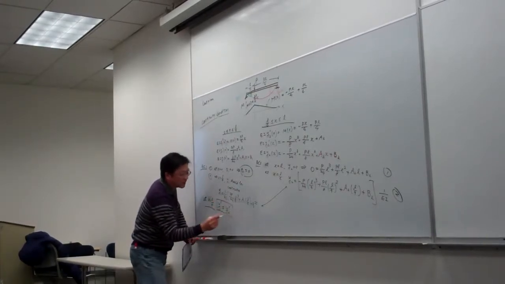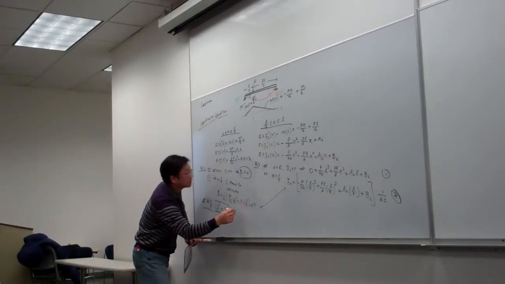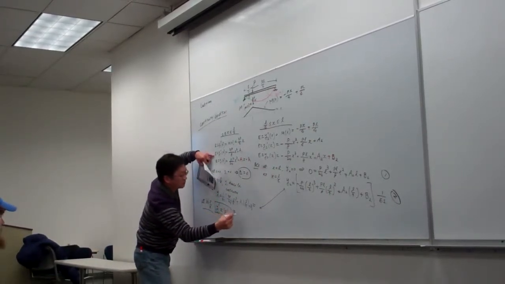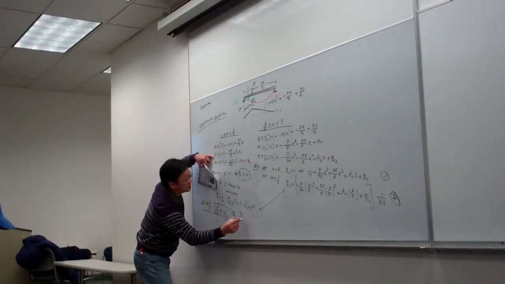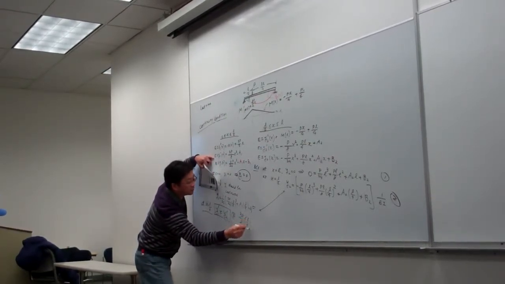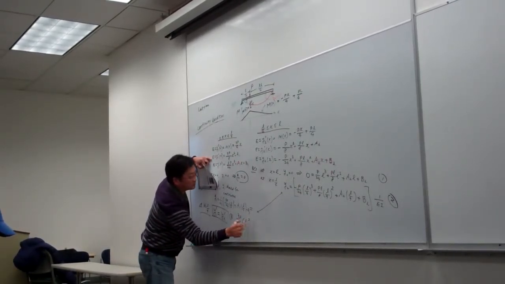Okay, so that gives us the third equation. So the third equation, you write it up here using this one. So that means 3P divided by 8 times L over 4 squared, plus A1.